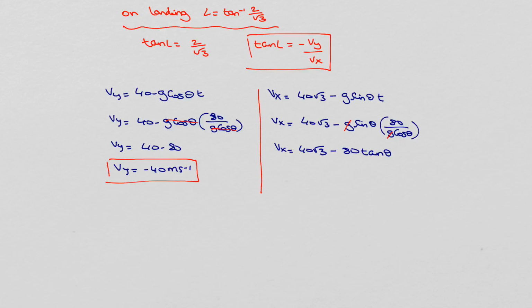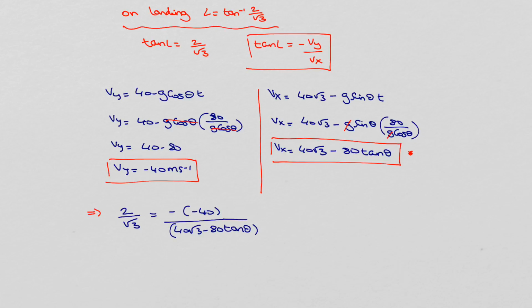Okay, so we now have to find out what is theta. And when we find out theta, we can come back to this equation at a later stage for Vx and sub back in to work out what Vx is. So what do we know? Well, we know that tan L is equal to 2 over root 3, and that tan L is equal to minus Vy over Vx. So we can now say that 2 over the square root of 3 is equal to minus Vy over Vx.